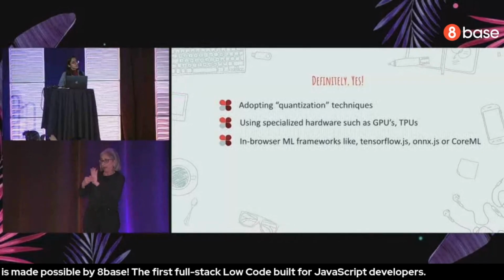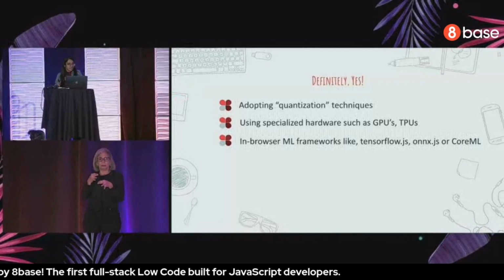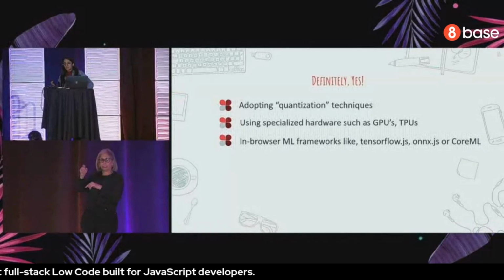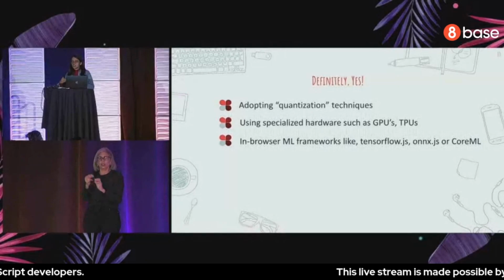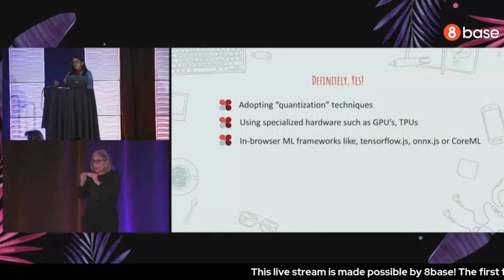First is the quantization technique. What I mean by quantization is that it's an optimization technique. Basically, it reduces the precision of the numbers taken by your model's parameters.